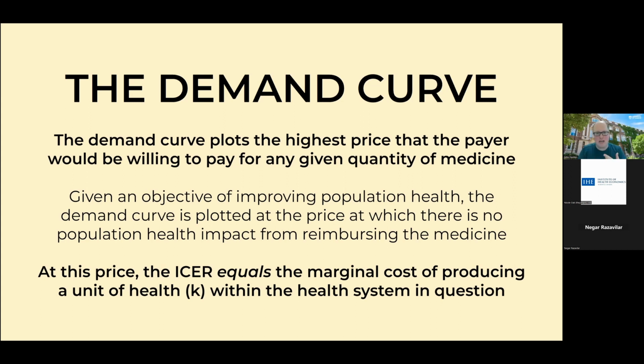Given the perspective and the objective that we adopted a few minutes ago, the objective is to improve population health. The demand curve is plotted at the price at which there is no population health impact from reimbursing the medicine. At that price, there's a really interesting result: the ICER of the medicine equals whatever the marginal cost is of producing a unit of health within the healthcare system in question. In most of the literature, we give that the letter K. You might see papers that refer to this as the supply-side cost-effectiveness threshold. That marginal cost of producing a unit of health will vary by different healthcare systems. If the ICER equals that, then that is where the demand curve would be plotted.